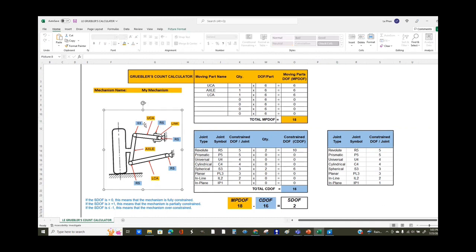So what you can do is, for any mechanism, you just put an image here, and start counting off how many moving parts there are, how many constraints, and it gives you the answer. It's kind of like a cheat sheet, you know. But I've done mechanisms. Once you use this, you can do it all by hand, you know.